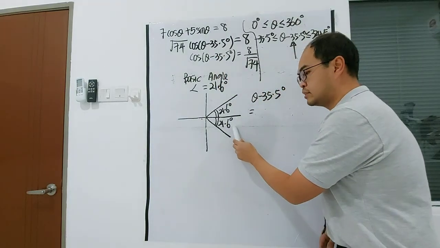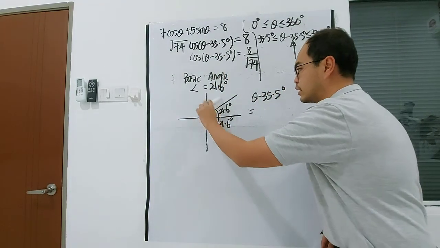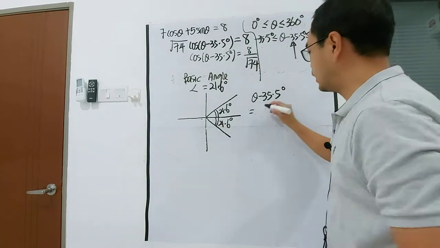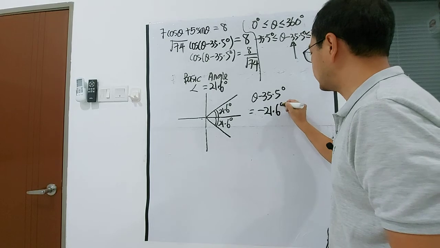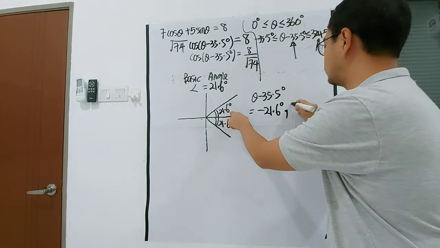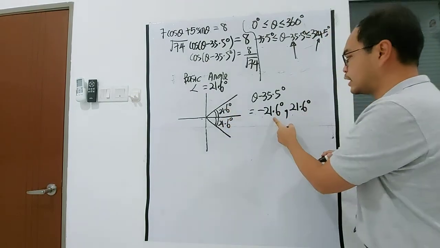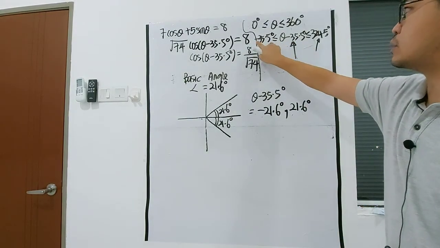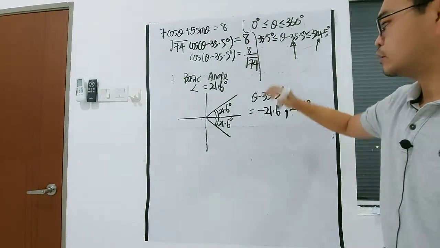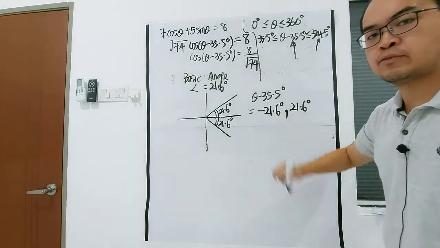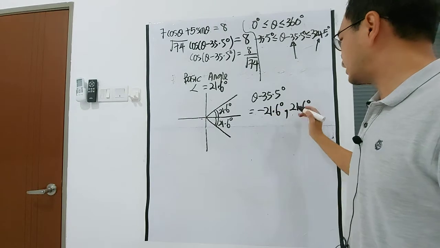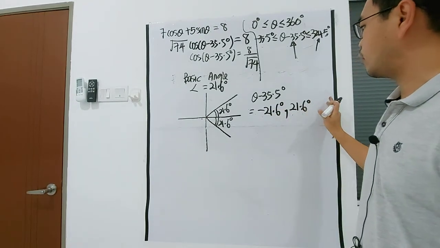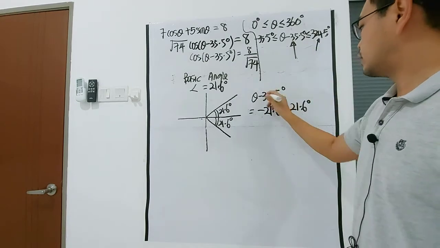I should also consider the fourth quadrant, but clockwise, not counterclockwise. Because clockwise, you get negative 21.6 degrees, and just now 21.6 degrees. Do you think that negative 21.6 degrees is in the range? Yes, it's in the range because the minimum is negative 35.5. So this is something that students always forget. Now there are no other solutions anymore, because 338.4 exceeds the limit. So these are my two solutions.